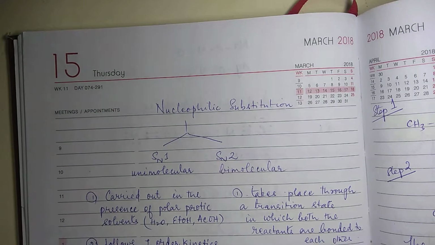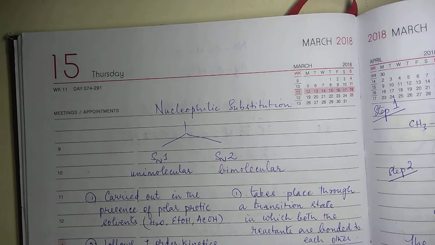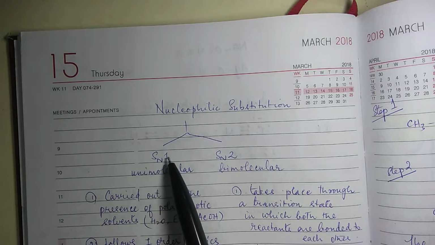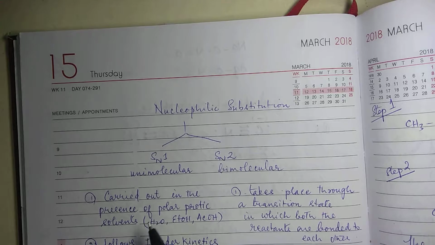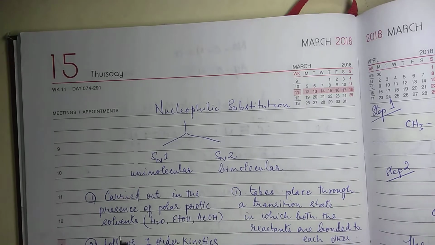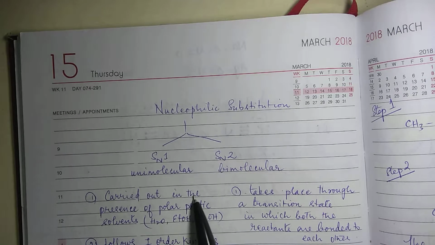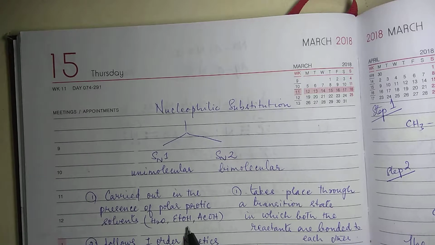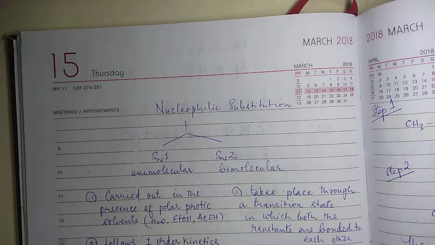Yes, dear children, moving further, let us try to revise what is nucleophilic substitution. It is of two types, SN1 and SN2. This you know it already. One represents unimolecular, two represents bimolecular. Now this SN1 reaction is carried out in the presence of polar protic solvent. Protic means anything which has H plus ion in it. So water, ethanol, acetic acid, they are all called polar protic solvents.